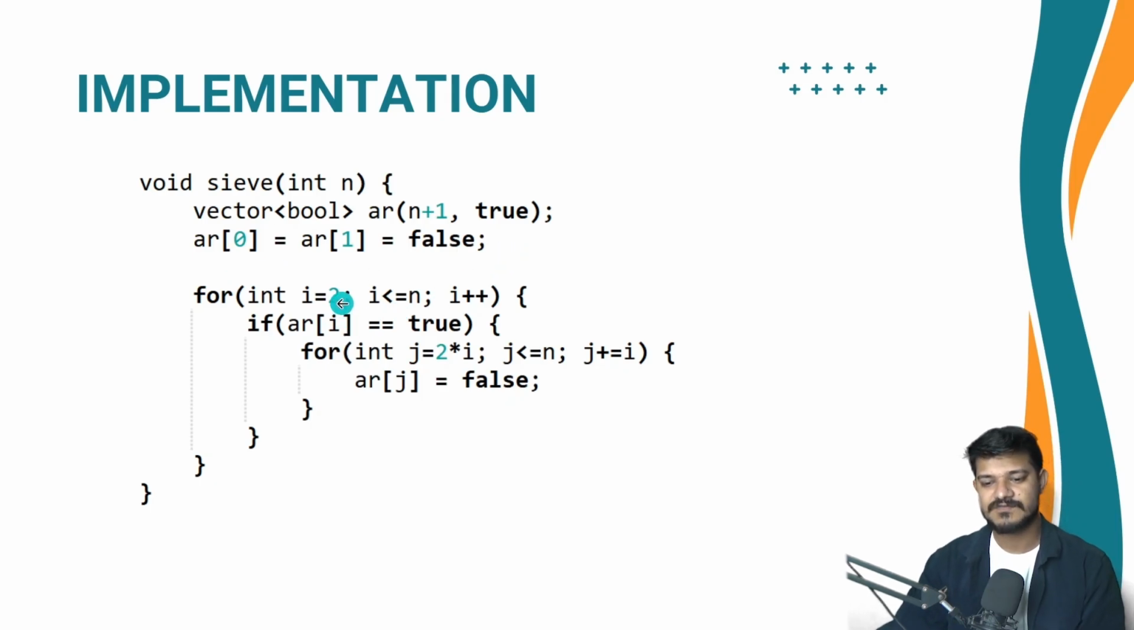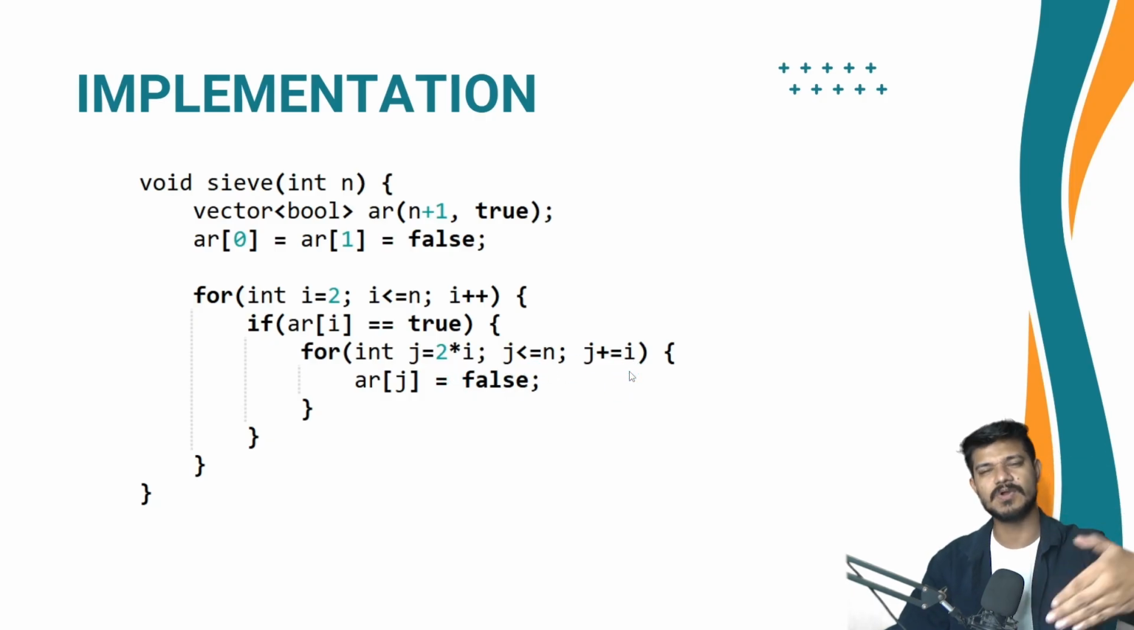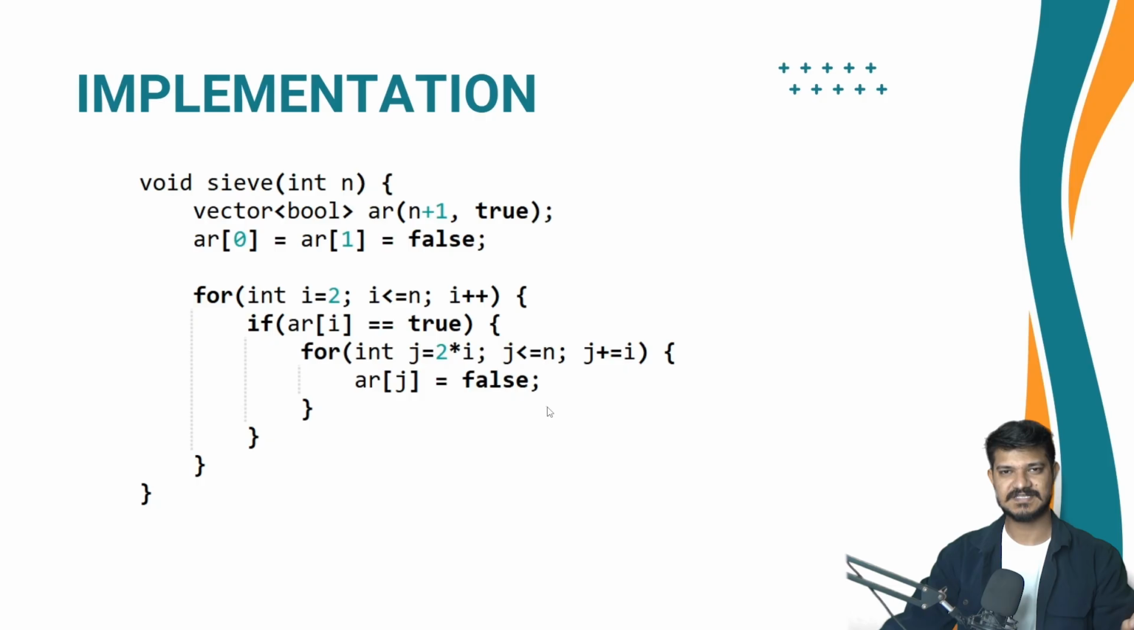Now starting from 2, we are going till n, each time i plus plus. Each time we are checking whether arr of i is true or not. If arr of i is true, that means i is a prime number. Go ahead, cross out all multiples of i. So we are starting from twice of i, then a nested loop, j less than or equal to n, and j plus equals i. Basically we are moving on to the next, and the next, and the next multiple of i. And each time arr of j is equal to false, as simple as that.